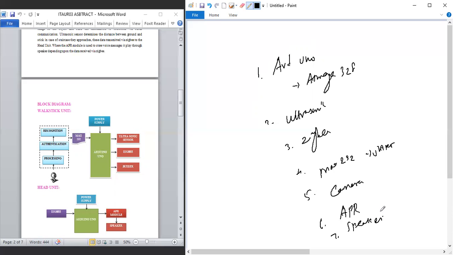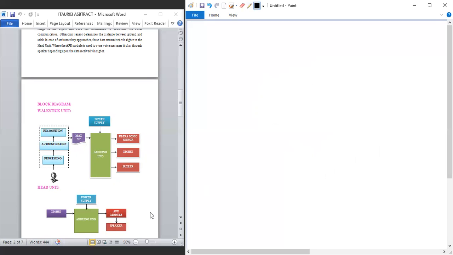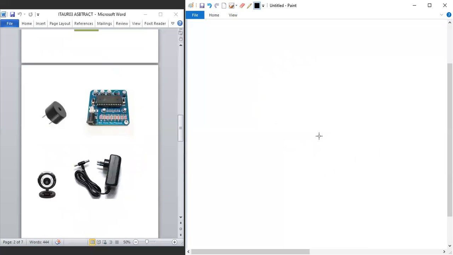Here, the first walking stick unit contains the Arduino Uno, ultrasonic sensor, Zigbee communication module, buzzer, and camera. The head unit contains the APR voice module and speaker. Both devices communicate using the Zigbee protocol, which is RF communication. These are the components required. The first one is a buzzer, which has two pins, plus 5 volt and ground. It gives a buzzer sound.